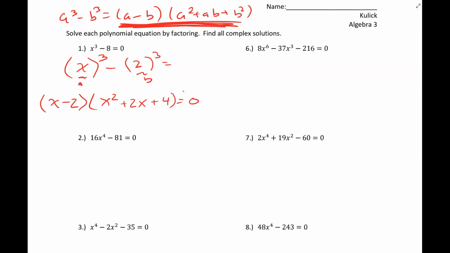So we should take a quick glance through here and check to see if there's any more factoring we can do. Can I factor x minus 2 anymore? No. Why not? It's a degree 1, right? Can't factor degree 1s anymore. I mean, you could pull a common factor out, but that doesn't matter for solving purposes. How about the x squared plus 2x plus 4? Can I factor that anymore? You cannot.